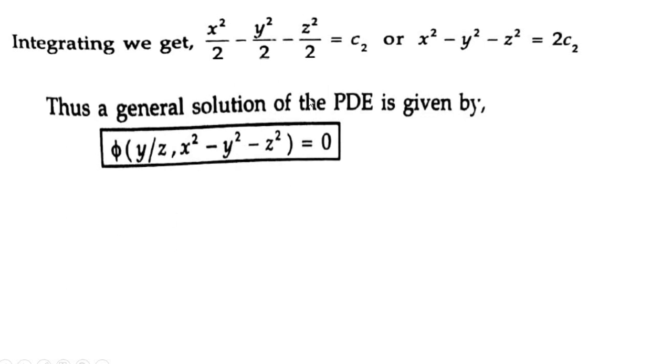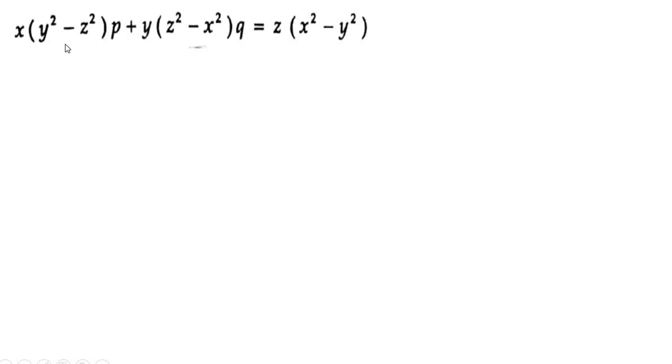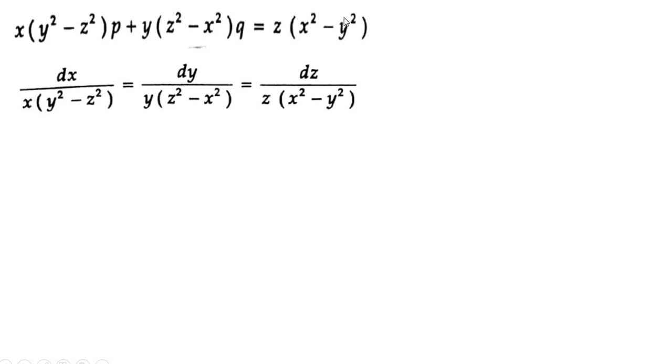So this is my general solution. Next we'll move on to the next problem now. x(y² − z²) p + y(z² − x²) q + z(x² − y²) r. So what do you have in the place of capital P? In the place of capital P you have x(y² − z²).